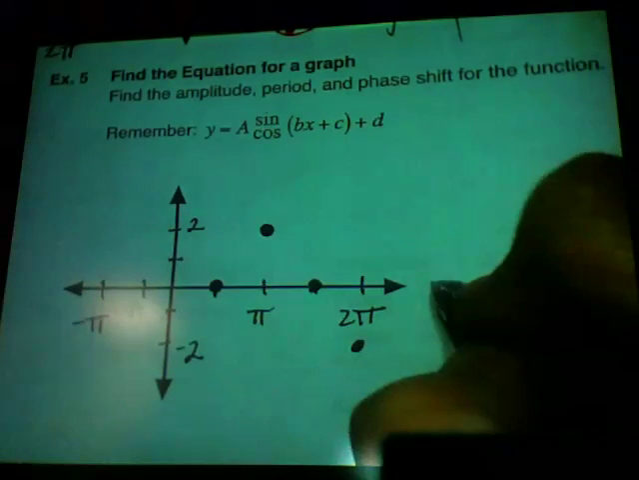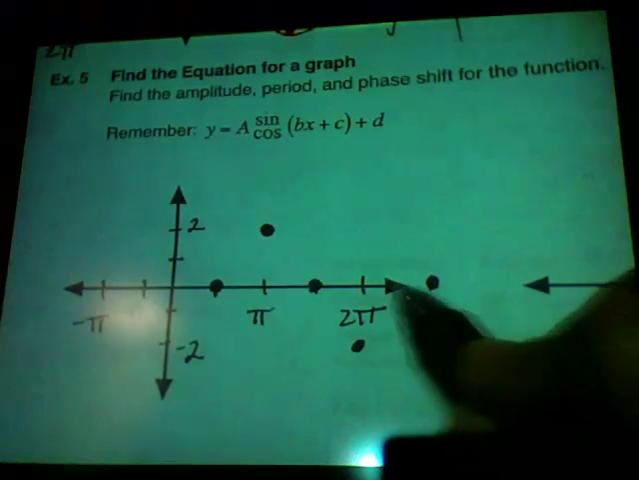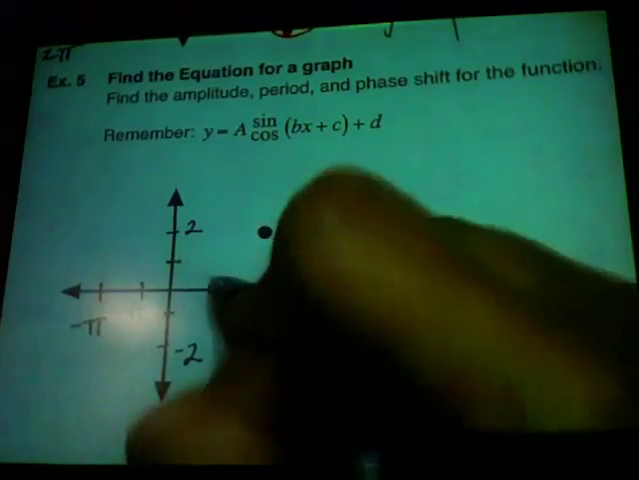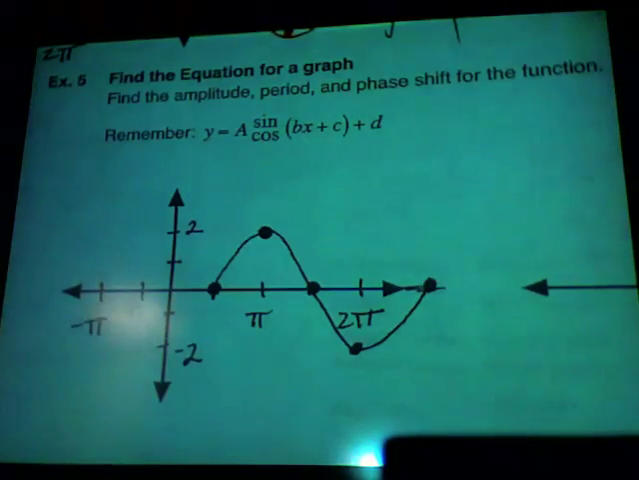Oh, and then we need another point here. And then you need to put a point here. So this is our next hash mark. This goes out to here. So connect. Right there. Okay? So you should recognize that curve.